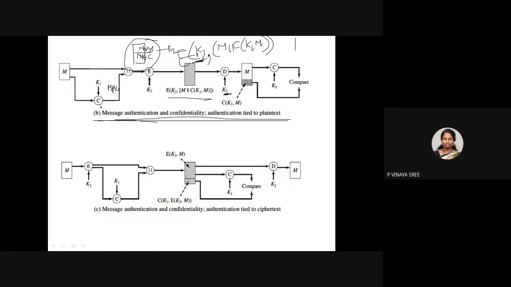After decrypting, the receiver will get the plain text and a MAC. But after receiving, what does the receiver have to do? The receiver has to take this plain text and calculate the MAC from it. The MAC calculated by the receiver and the MAC created by the source will be compared. If both are the same, then the message was not altered in the intermediates, so it will be accepted.